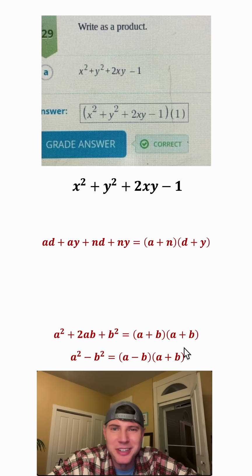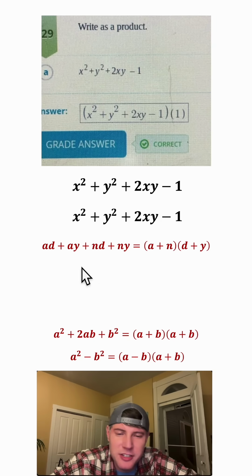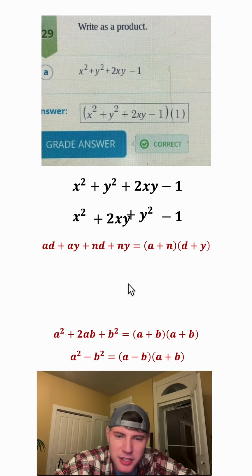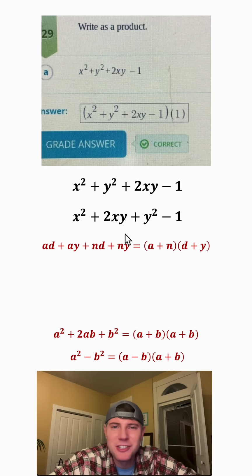Let's see what we can do from here. Since this has four terms, let's see if we can do factor by grouping. I don't see anything like this. Let's rearrange these two, plot the x, but that's not going to do any good. I don't think this is going to work for factor by grouping, so let's get rid of these notes.